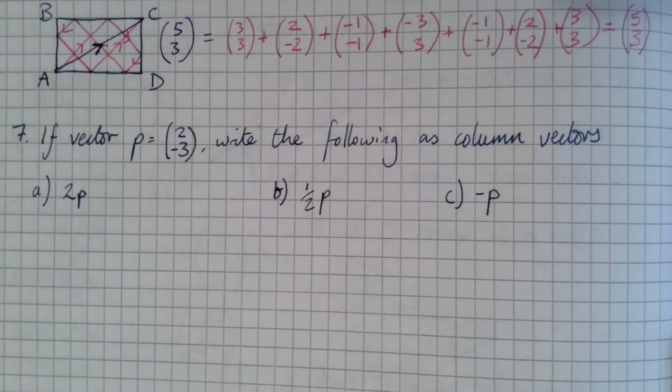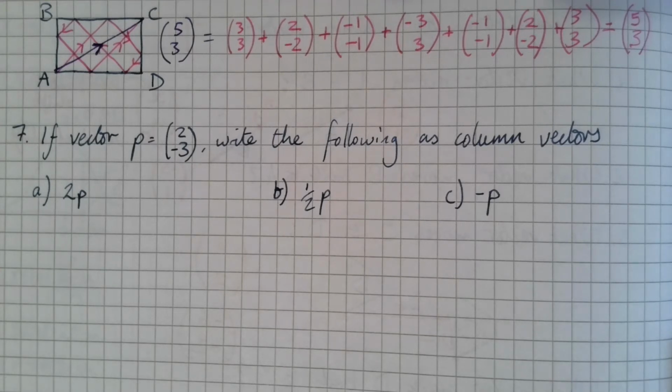So here's where we step it up a little bit more. If vector p equals 2 over negative 3, write the following as column vectors. Pause the video, have a go at what you think might happen. If you like, try drawing it out.